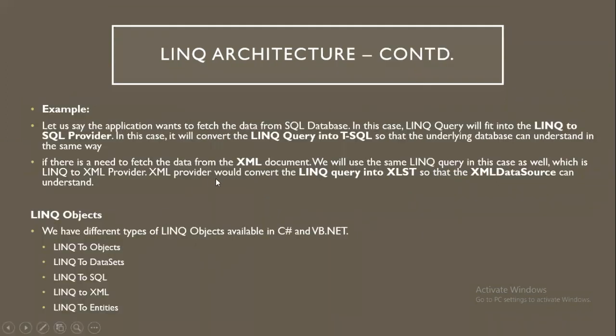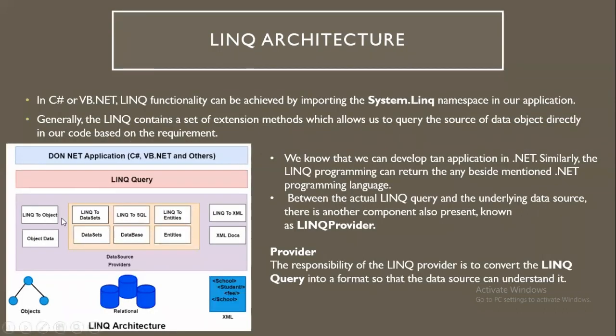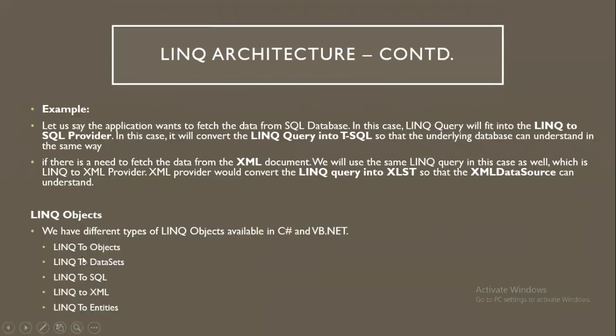Okay, so LINQ objects, we have these LINQ objects. You can see LINQ to Objects, LINQ to DataSet, LINQ to SQL, LINQ to Entities, LINQ to XML. That is what is defined. We have different types of LINQ providers available in C# and VB.NET: LINQ to Objects, LINQ to DataSets, LINQ to SQL, LINQ to XML, LINQ to Entities.